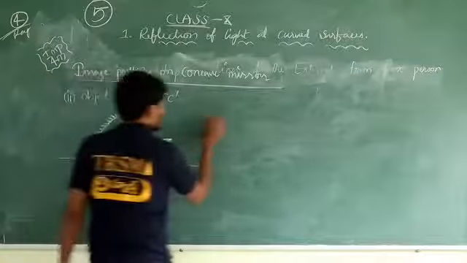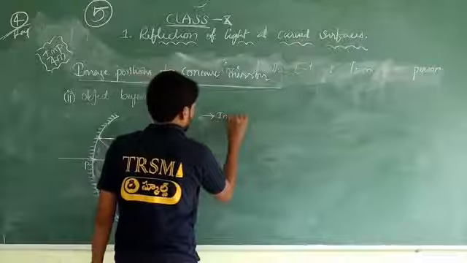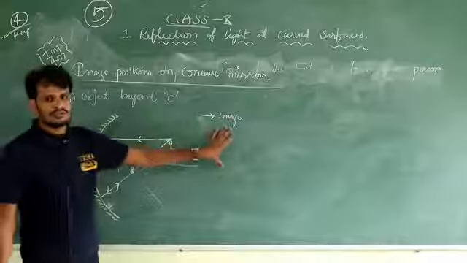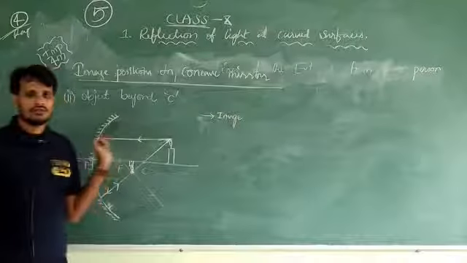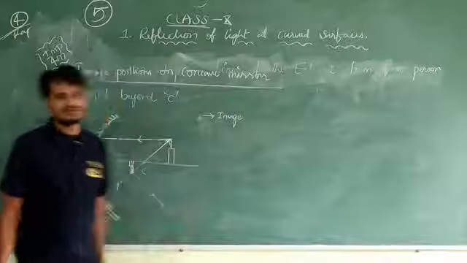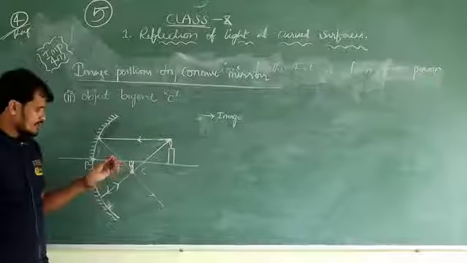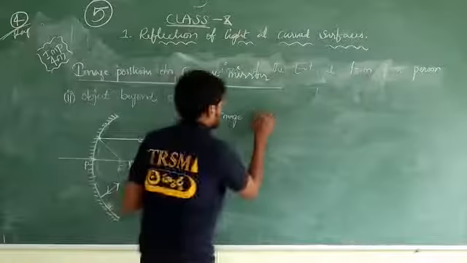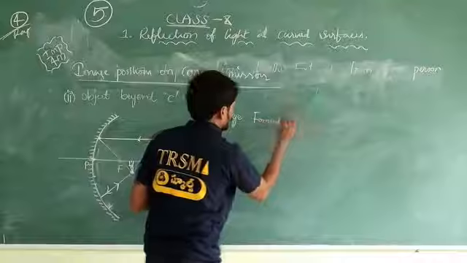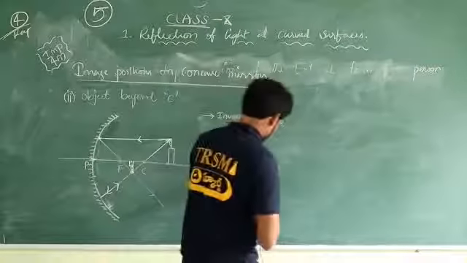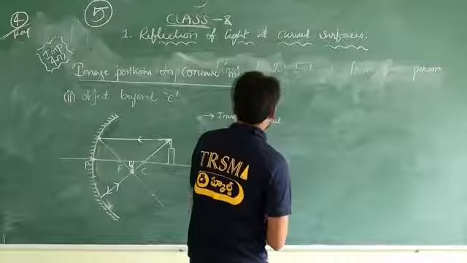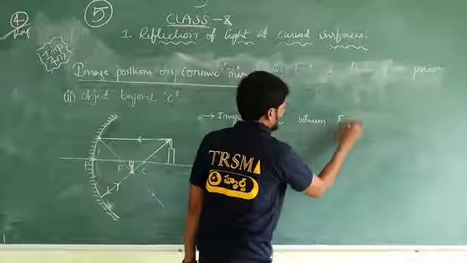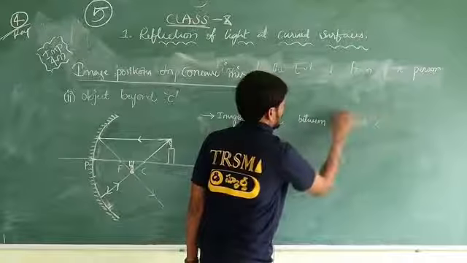Now write, after drawing the diagram, what happened here. You just mention it in 2 lines: the image is formed somewhere, and mention the characteristics of the image. That is the best presentation for examination purposes. So the image is formed between F and C.